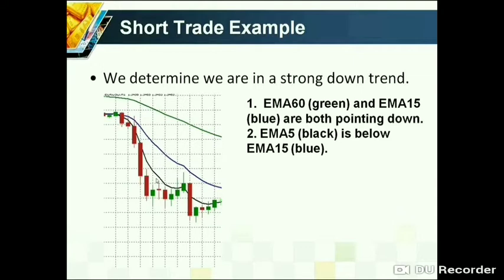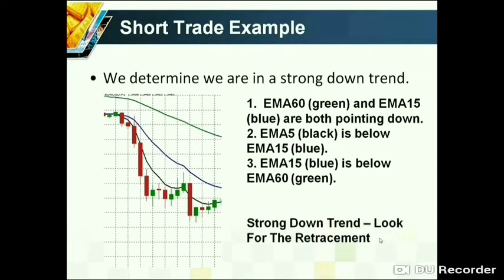So looking here, the EMA 5 in this case is below the EMA 15. And finally, the EMA 15, the blue line, is below the EMA 60. And once those 3 criteria are met, we have established that we are in a strong downtrend. We look for the retracement.